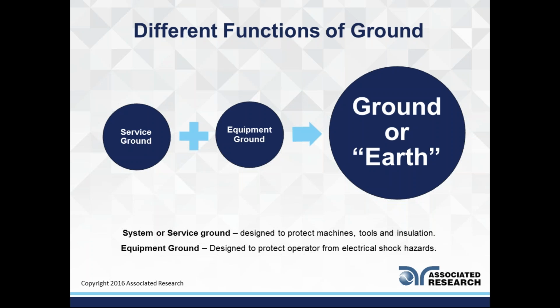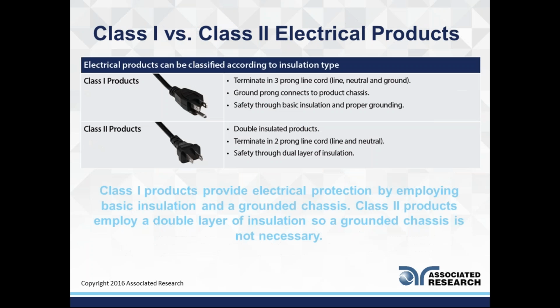System or service ground, that's designed to protect machines, to not overload your equipment. So if you buy a generator, you're protecting your equipment. You spent $1,000 on a generator, you don't want it to blow. So that's what the service ground is for. Now the equipment ground, that's designed to protect the operator or the user, the consumer, from electrical shock hazards. We'll obviously be concentrating on the equipment ground today.